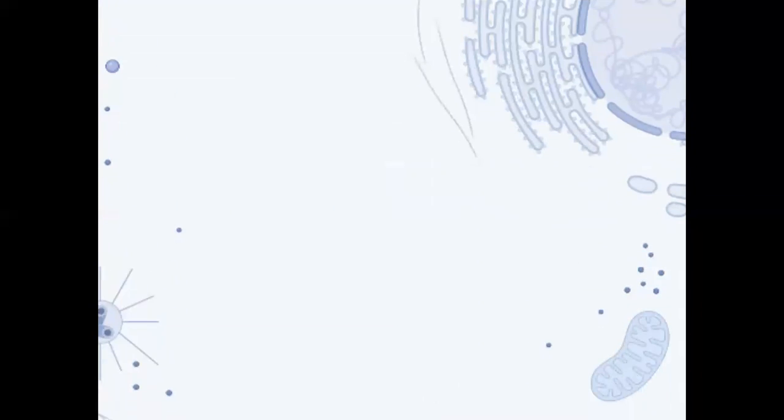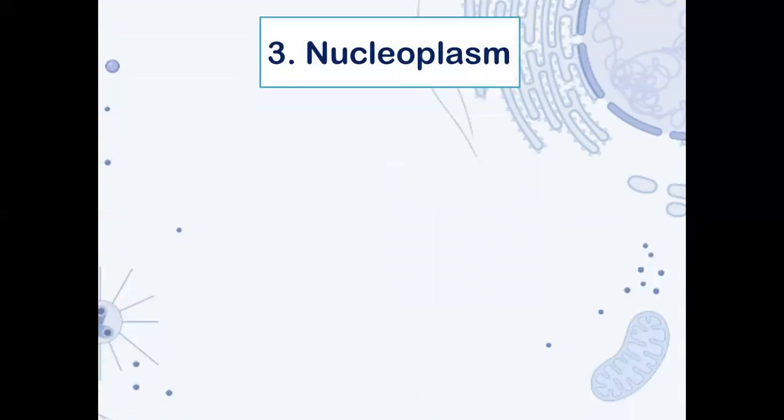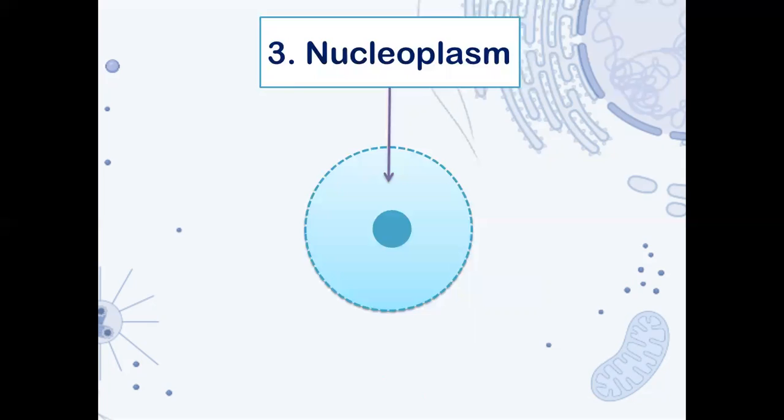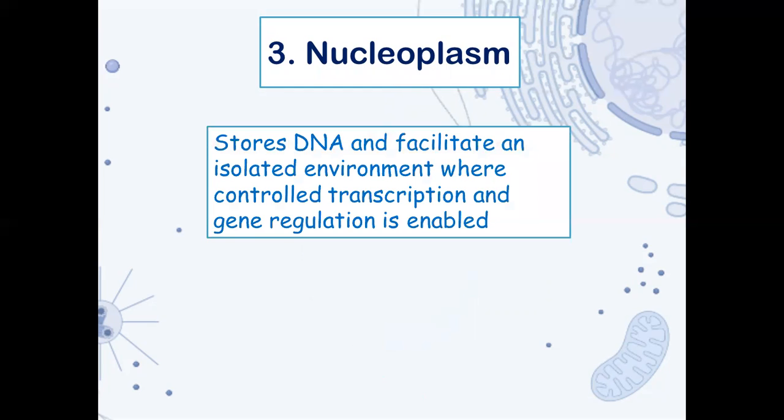The third part of the nucleus is the nucleoplasm. We've studied about the nuclear membrane, nuclear pore, and now it's time for the nucleoplasm. Nucleoplasm stores DNA and facilitates an isolated environment where controlled transcription and gene regulation is enabled.